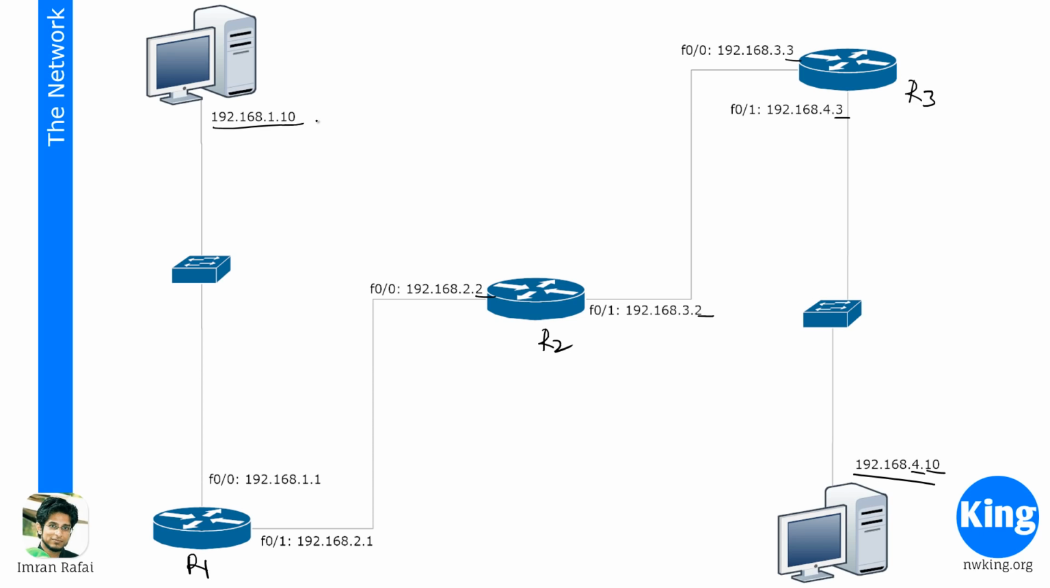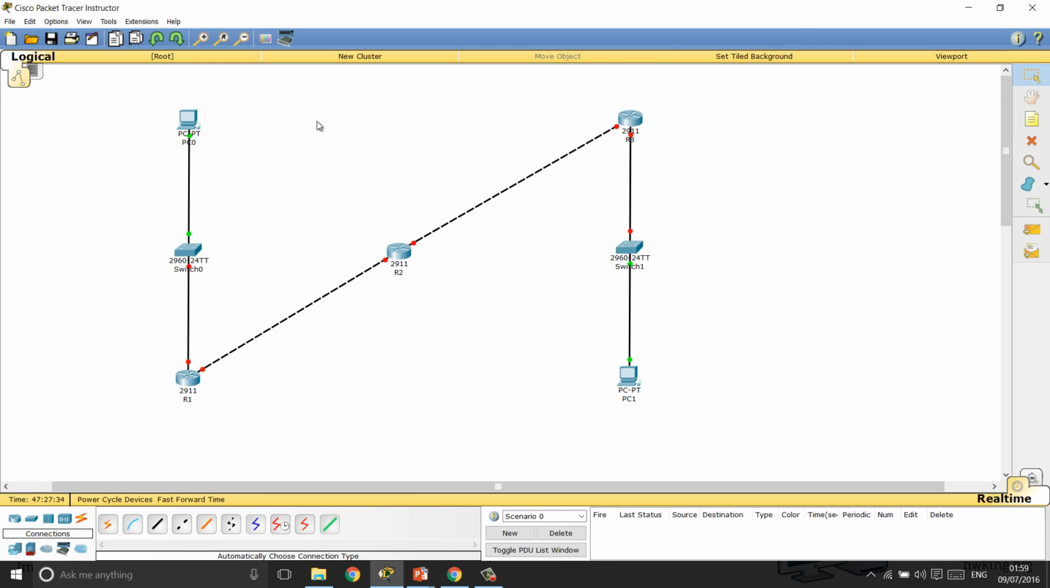Now let's configure this in Packet Tracer, right? So I have used 2911 routers. I've used 3 routers. According to our diagram, I have configured the IP address in both these hosts. Switches, you don't have to really do anything because all of them are in VLAN 1, so it's going to work out of the box.